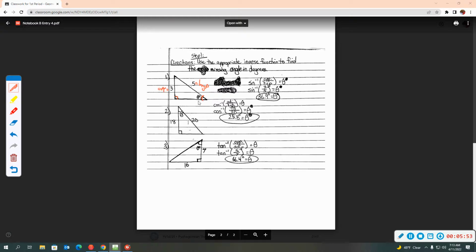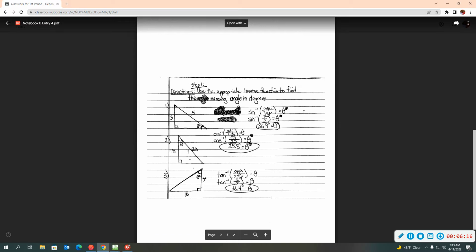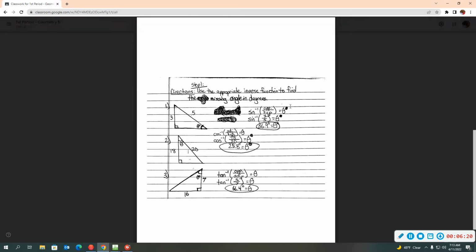Now, this one down here would be adjacent because it is next to that angle. But I'm not going to use that one right now. I'm just going to use the opposite and hypotenuse. So, if that is true, then I need to think of my inverse functions. And who uses opposite and hypotenuse? It's inverse sine.